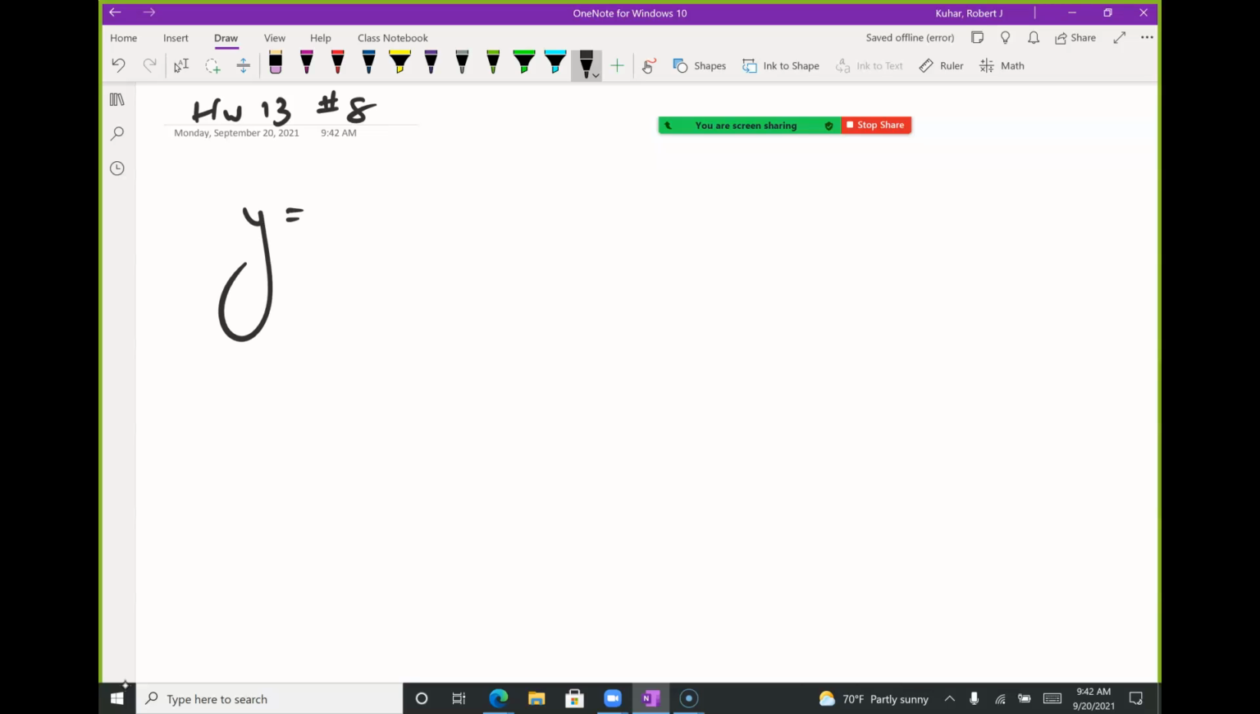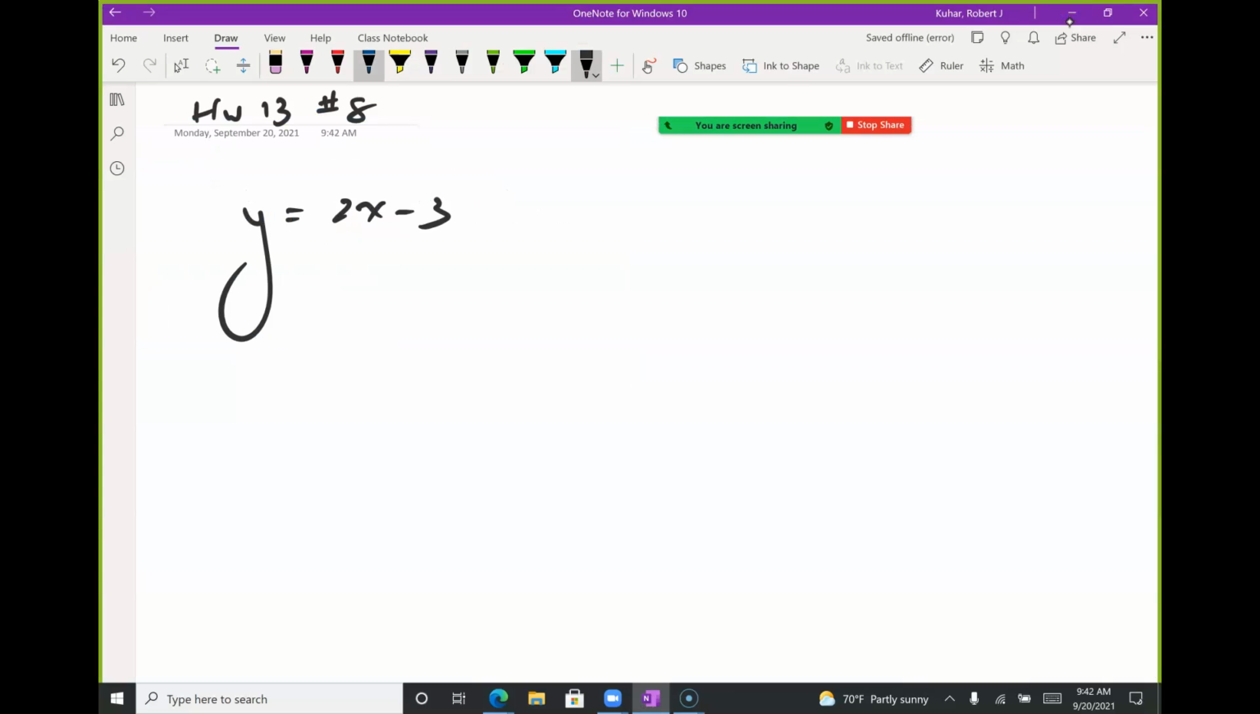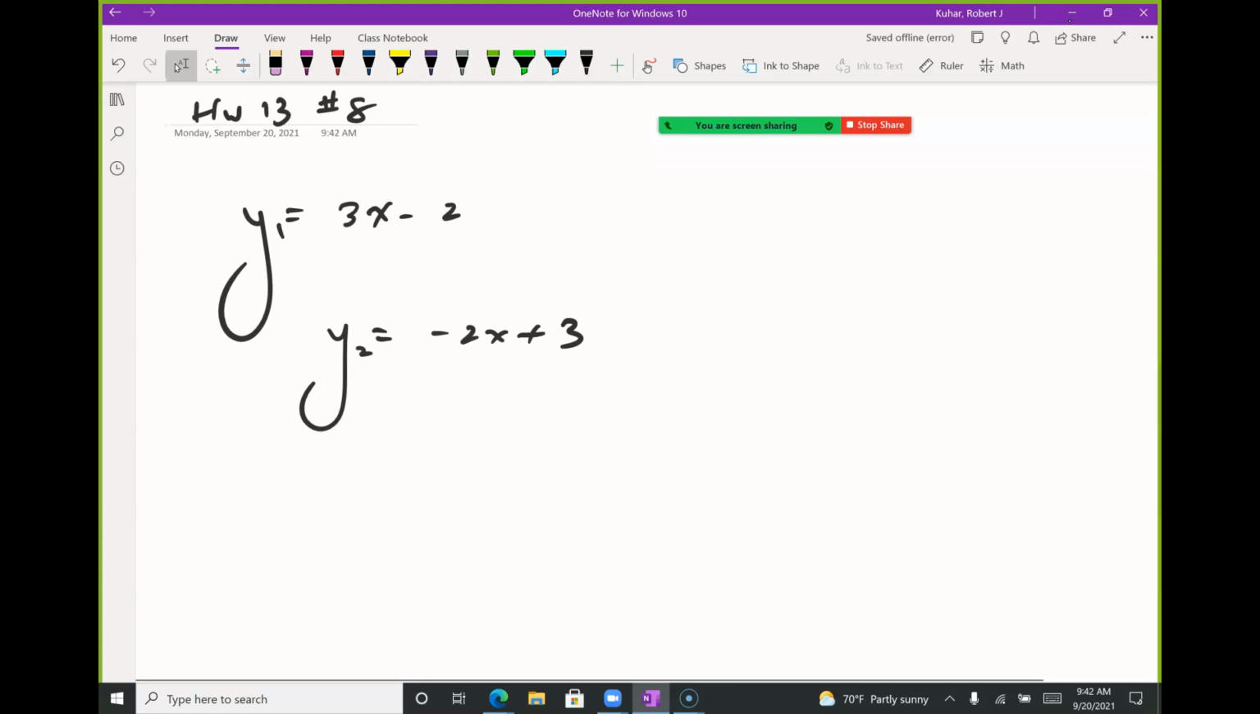Y equals 2x. I'm sorry, y equals 3x minus 2 and negative 2x plus 3. And so I'll call one of them y1, one of them y2. And of course I'm going to use my calculator. I can do a table as well, right? But I want to get an idea. So I'm going into my y equal button.